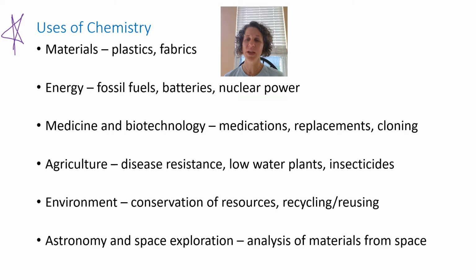And so the chemistry behind those is pretty complex. In the field of agriculture, they will genetically alter plants to make them disease resistant or to use less water, to make insecticides for the plants. And that is, again, chemically based. Environmentally, we want to be careful about conserving our resources, recycling, which involves some chemical changes.